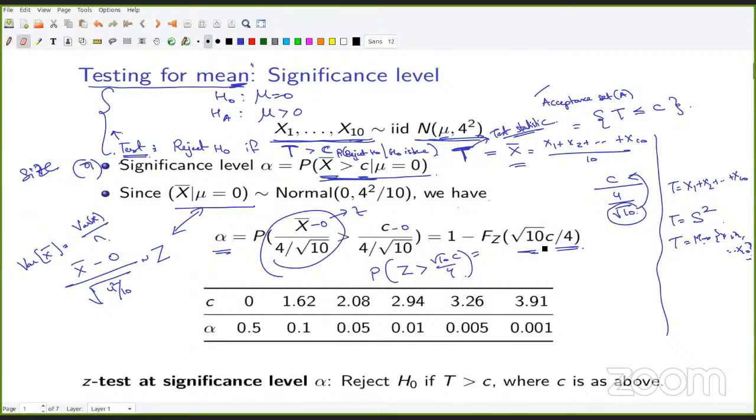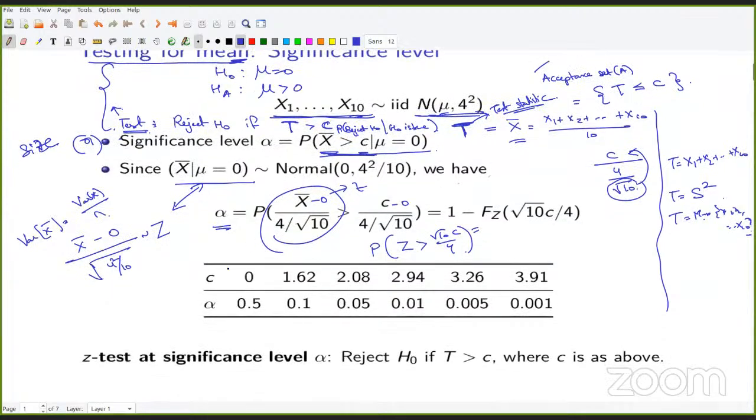Till here we reached yesterday. Now we have some values of c. If I take c equal to 0, we get 1 minus F_Z of 0. So what is F_Z of 0? This is the probability that Z is less than or equal to 0, which is half, 0.5. So when c is 0, alpha will be 0.5.